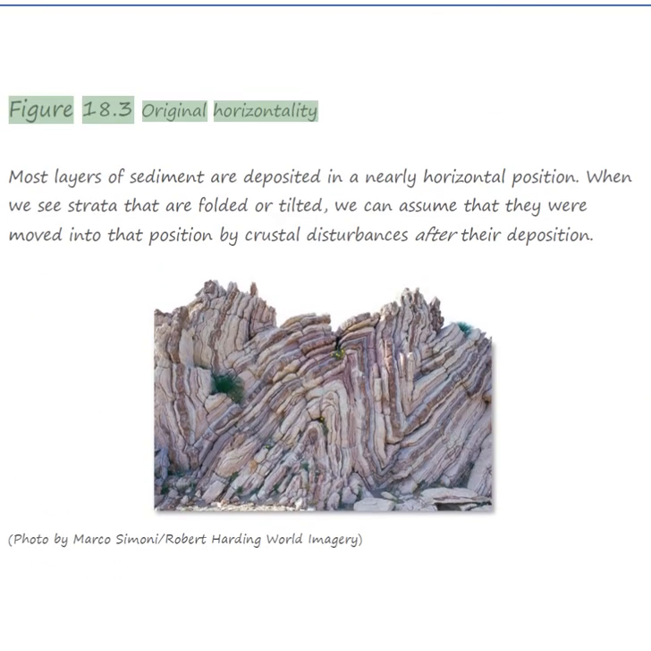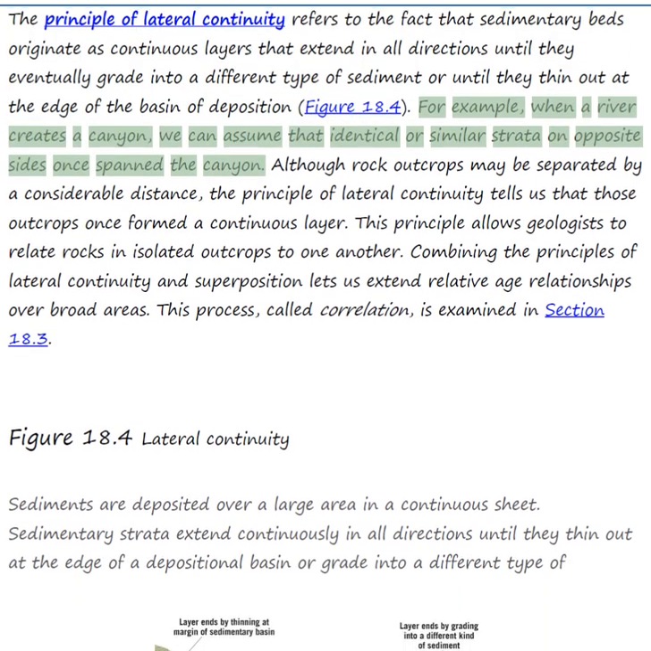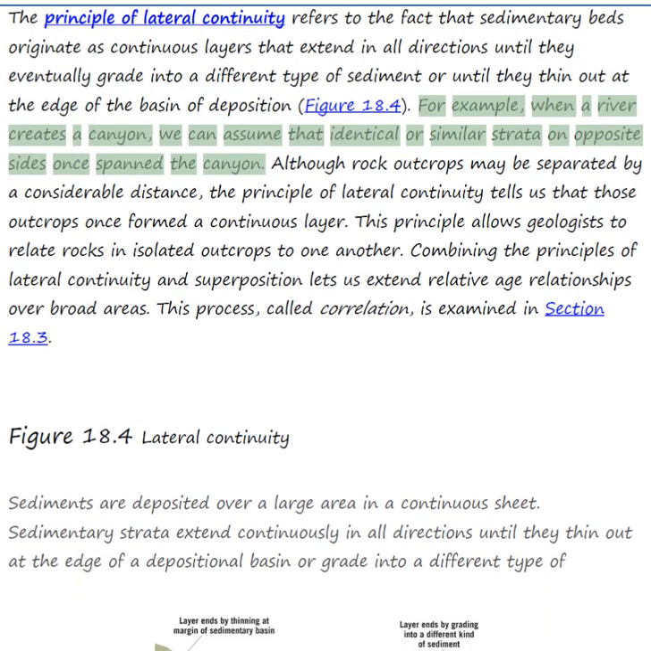Figure 18.3 Original horizontality. The principle of lateral continuity refers to the fact that sedimentary beds originate as continuous layers that extend in all directions until they eventually grade into a different type of sediment or until they thin out at the edge of the basin of deposition. For example, when a river creates a canyon, we can assume that identical or similar strata on opposite sides once spanned the canyon.